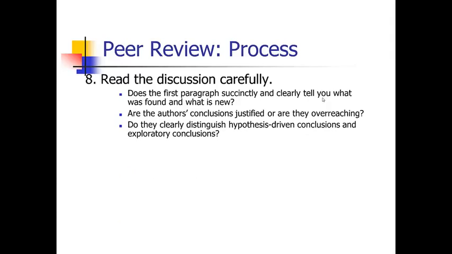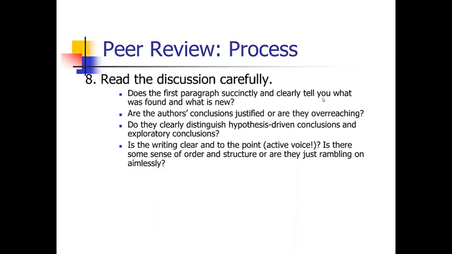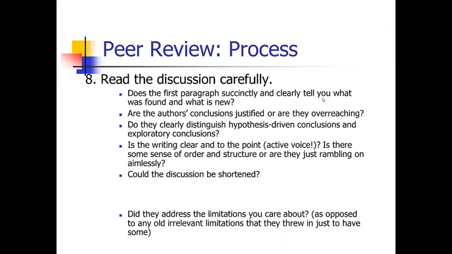Then I'll look through the discussion section carefully. The first paragraph is supposed to succinctly and clearly tell you what was found and what was new in the study. And if they don't tell me that, I'll suggest they rework their discussion a little bit. Again, I'm looking to see whether or not the authors' conclusions are justified or if they're overreaching. And that might be a common comment I give, that they're overreaching from their data. I'm looking that they distinguish between the things that they set out to test in their study and anything that's exploratory. I'm, again, looking for clear and to the point writing, the active voice, some sense of order. So if there's poor writing in the discussion section, if it's organized poorly, if I can't follow it, I might comment on that. Oftentimes I'll suggest that the discussion be shortened, actually.